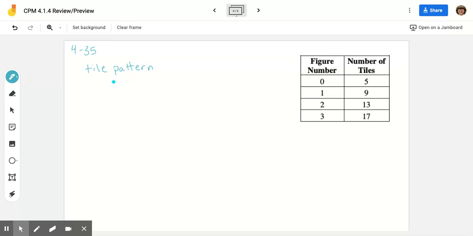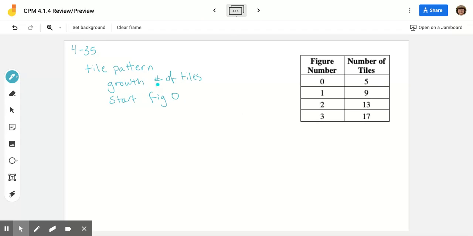So I need to know growth. And I need to know what I started with. So that would be figure 0. And this would be number of tiles. Okay, so if these are the figure numbers. At figure 0, it says I have 5 tiles. So that's how you start your pattern, is you make a figure with 5 tiles.